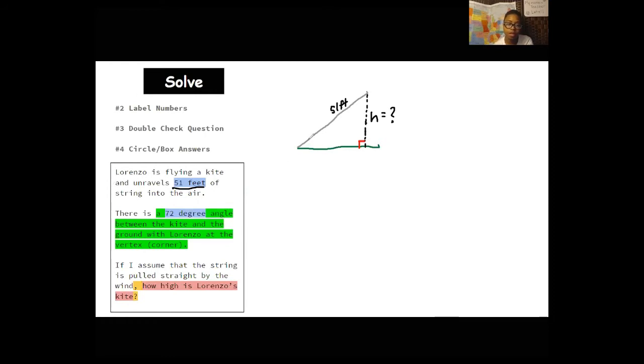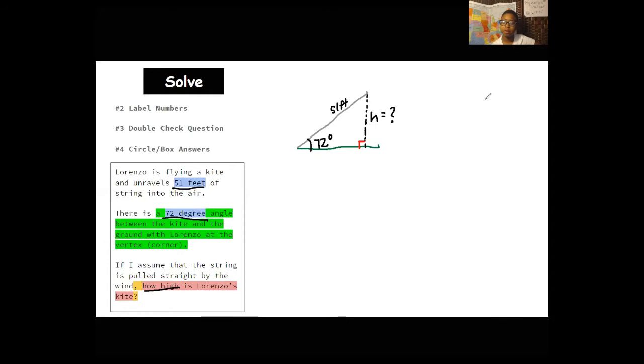And another thing we know is the angle. So there is a 72-degree angle between the kite and the ground with Lorenzo at the vertex. So this angle is actually 72 degrees, okay? All right, so we have our triangle. It's all labeled up. Now what do we do? We need to identify which one of the sine, cosine, or tangent ratios we use.